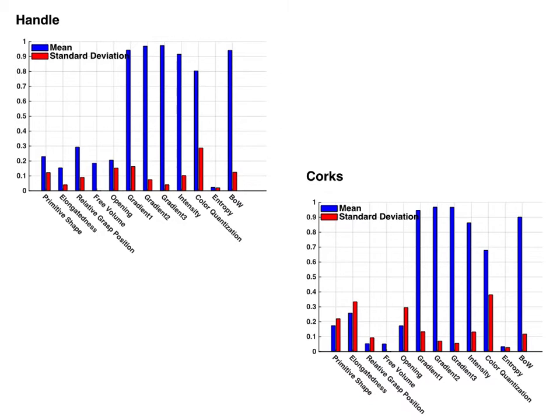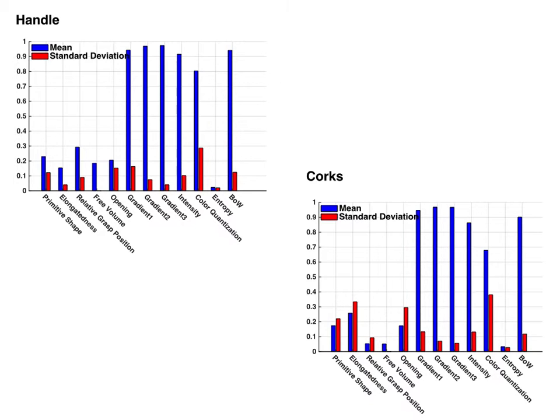But also the free volume, which is the volume not enclosed in the grasp, together with the most similar shape primitive, is quite important for the handle, because most objects with handles so far have been cups and mugs, etc.